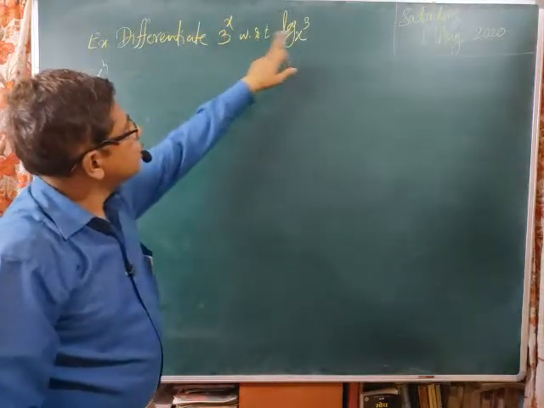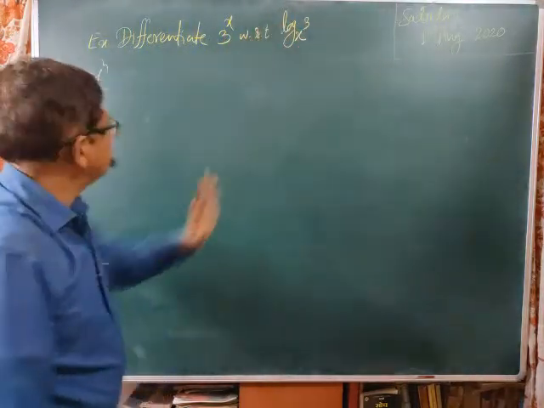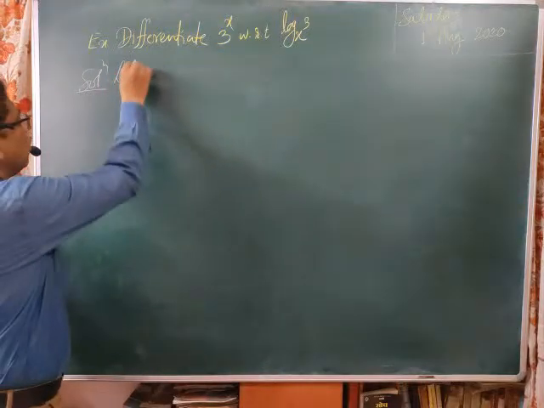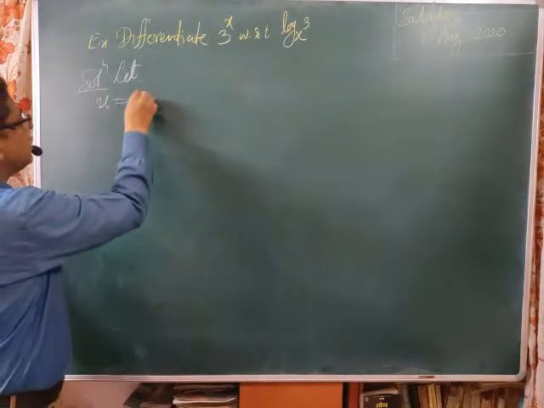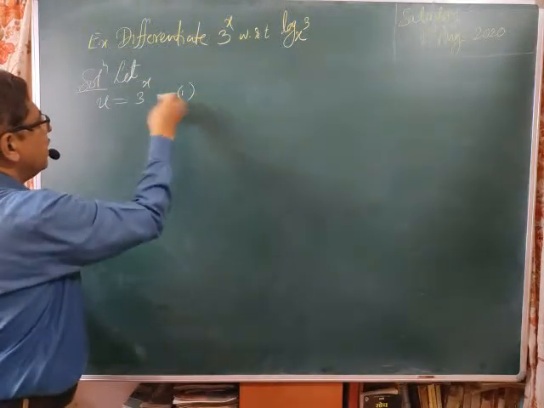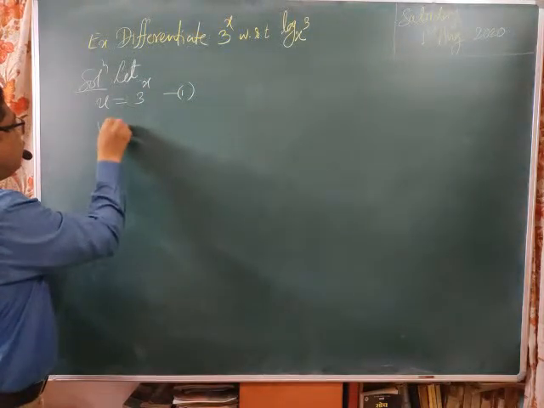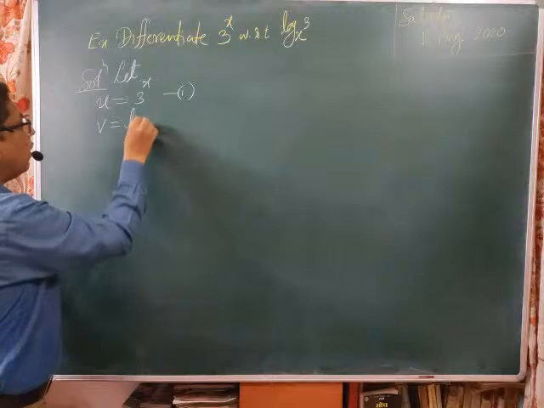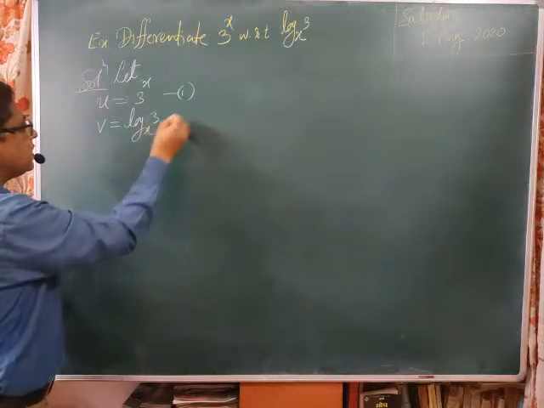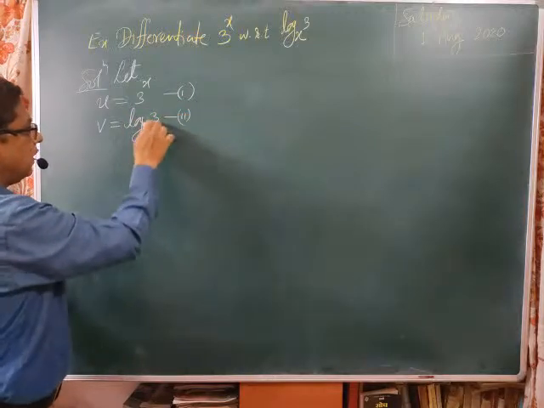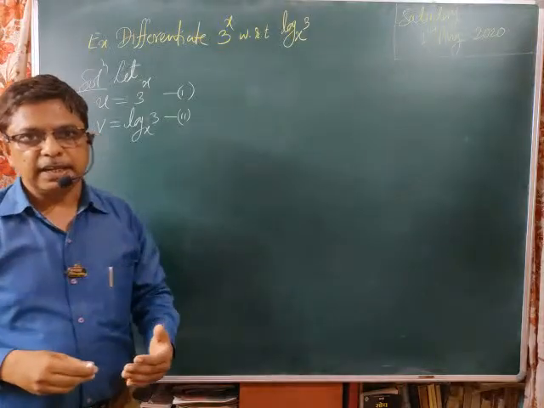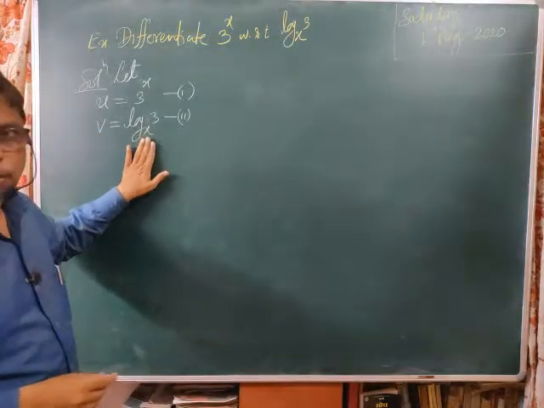Differentiate 3 raised to x with respect to log of 3 to the base x. So let's call the first function u as 3 raised to x. This is first. याचा डेरिव्हेटिव्ह आपल्याला माहिती आहे, a raised to x फॉर्म मध्ये आपण डायरेक्ट फॉर्म्युला मिळवू शकतो. v is equal to log of 3 to the base x. याचा मात्र डायरेक्ट फॉर्म्युला आपल्याला माहिती नाही, त्यामुळे हा थोडा आपण सिम्प्लिफाय करून घेऊयात.